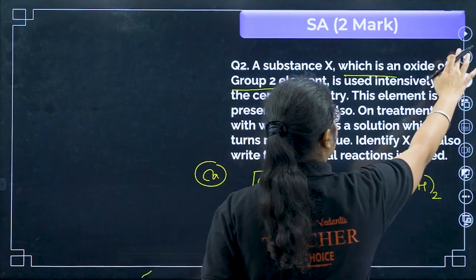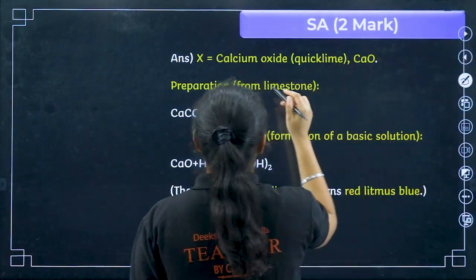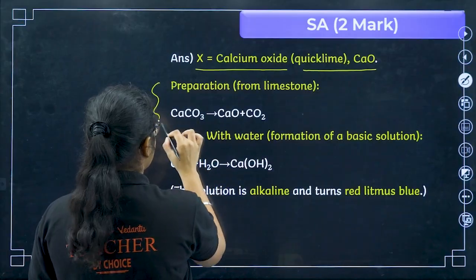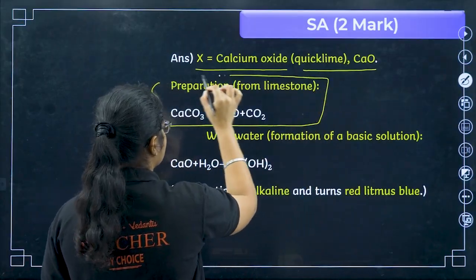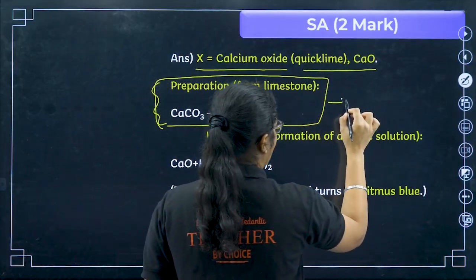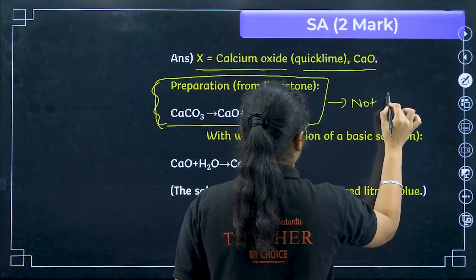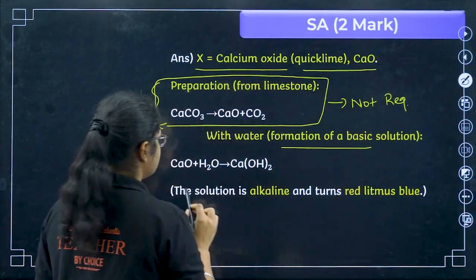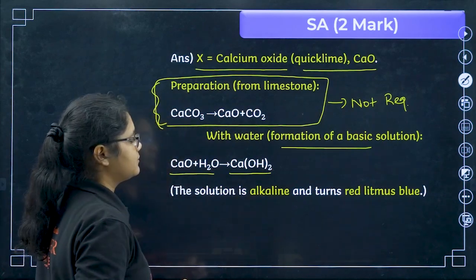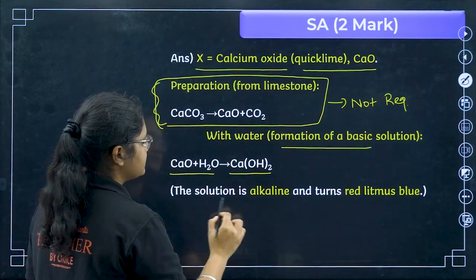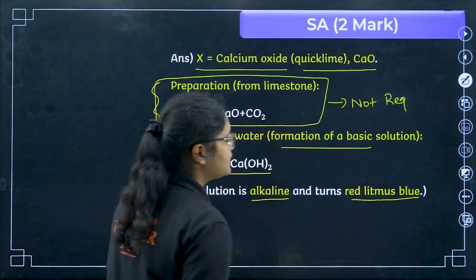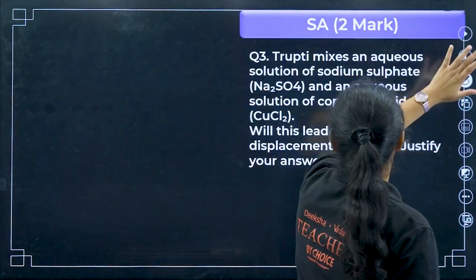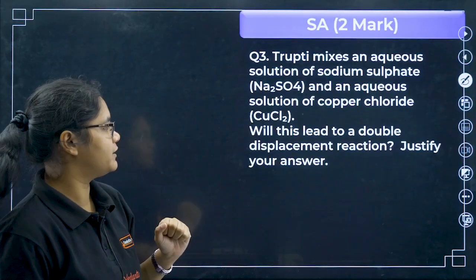So let us see what all things we have given you, some extra thing also. So the X is calcium oxide, definitely. Its preparation is definitely not needed, but I have given it so that you can remember this reaction. For the answer this is not required. Next, when it reacts with water it forms a basic solution. So calcium oxide with water gives you calcium hydroxide, and that is an alkaline solution which turns the red litmus to blue.